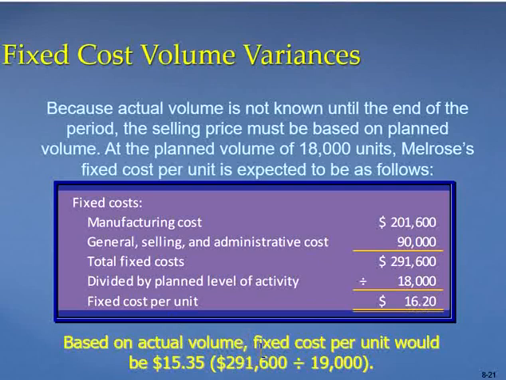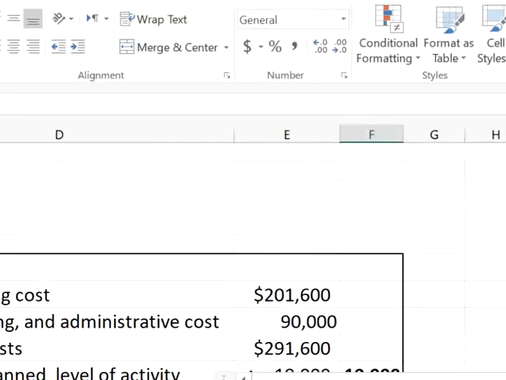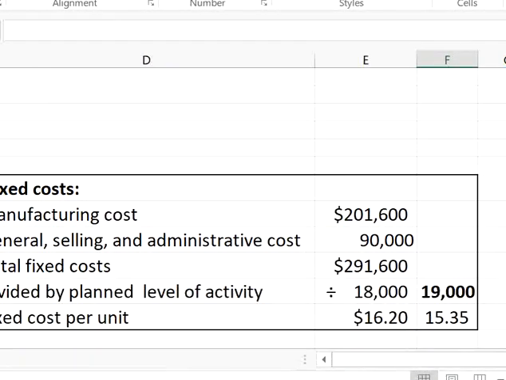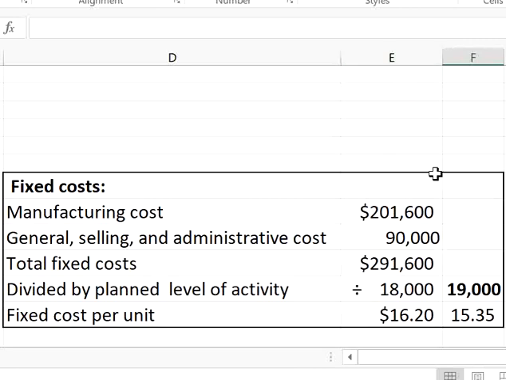But when we have an actual volume, we find out that the per unit cost changes. If you have 19,000 units, now your fixed cost per unit will change. It is 15.35. It has been changed. Let me show something, just a minute. Yes, now it's clear. If you look at the same 19,000, what is the fixed cost per unit? 15.35. What if it is 20,000 units?